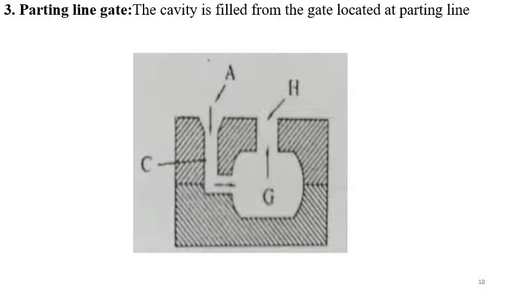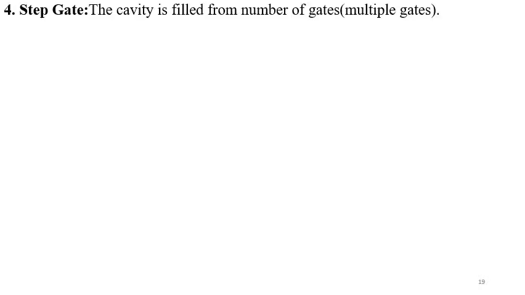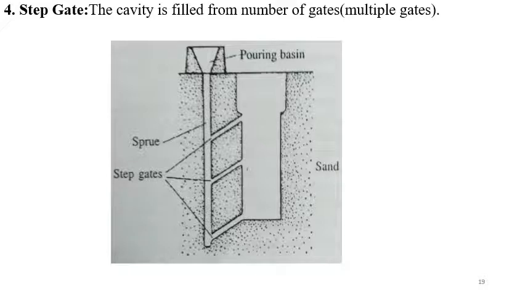So that is the parting line gate. Step gate: the cavity is filled from a number of gates, meaning more than one, two, three, four and so on. You can see this figure. This is the sprue cup, this is the sprue, and these are the step gates. In this figure there are three gates. The liquid metal enters from the runner through the step gates into the cavity and fills it.